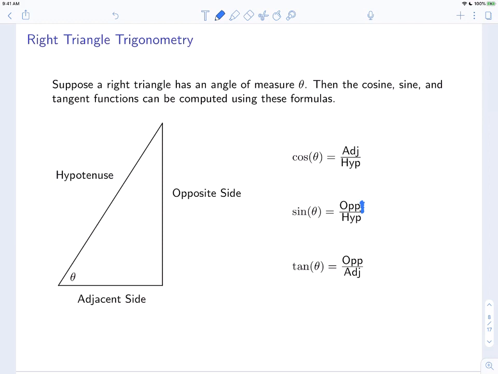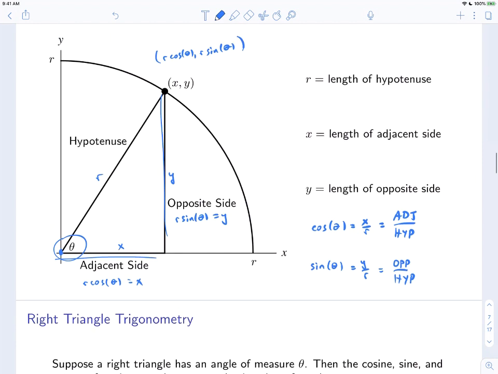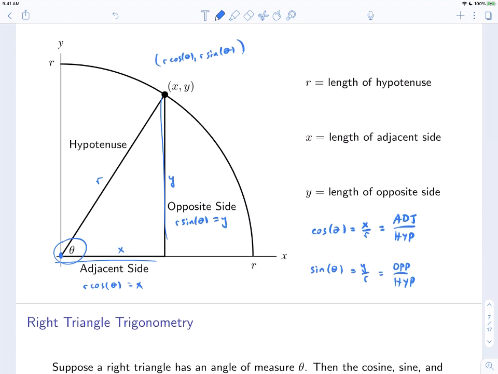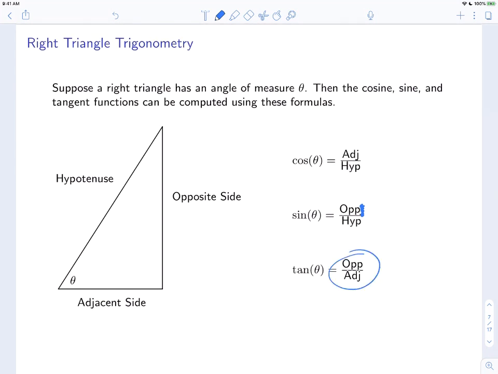Again, if we look on the previous slide, we will see that tangent is sine over cosine, and we know that tangent is equal to y over x, which is the length of the opposite side over the adjacent side. So that's why we get that tangent is opposite over adjacent. So that gives us these handy formulas for computing sine of theta, cosine of theta, and tangent of theta using a right triangle.